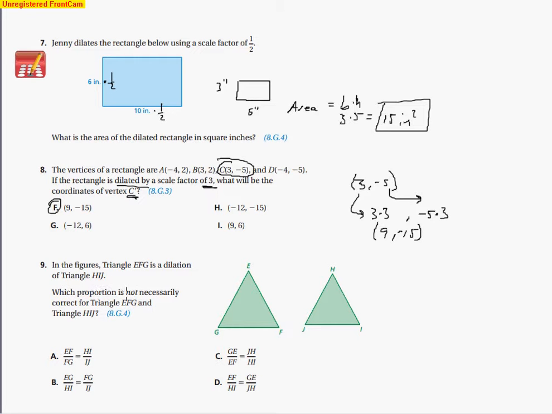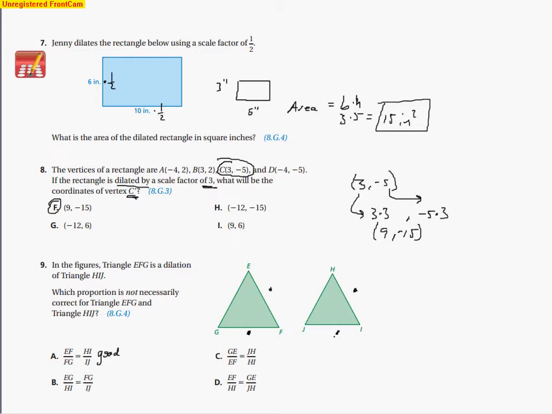Which proportion is not necessarily correct for the triangle EFG and HIJ? So let's take a look at it. EF, so basically when we set up these proportions, we're looking for sides that correspond in the same spot. So EF to FG. Okay, so they're using the same triangle, that's fine. So if they do that, that means we have to do this one to this one. So they did EF, FG. So then they should use this one to start with. So HI and IJ. So this is correct. This is good.